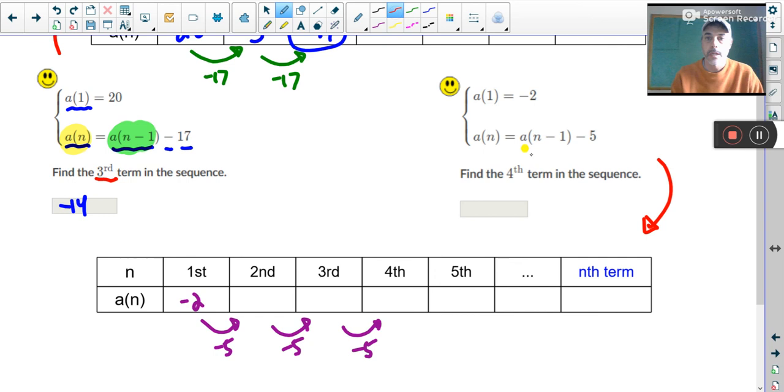The question is for the fourth term, so we're looking for this answer right here. And let's go ahead and do this one. Okay, the first term is -2. Take the term before it and subtract 5. So -2 minus 5 is -7. -7 minus 5 is -12. And -12 minus 5 is -17. So in this one, the fourth term in the sequence would be -17.